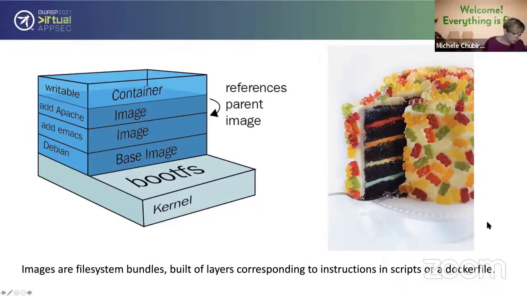OCI compliant runtimes use something called a union file system, which has some of the properties such as it's a logical merge of multiple layers into an overlay file system, read-only lower layers and writable upper layers. You begin reading, again, like you start eating from the top and you work your way down, and it's copy on write.